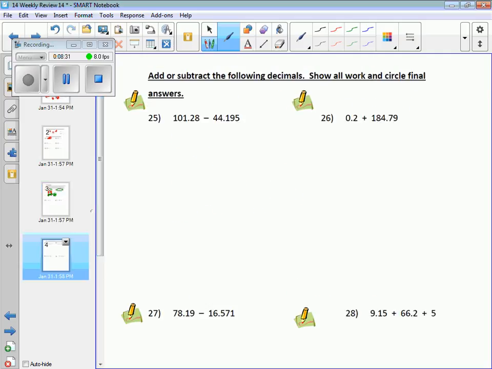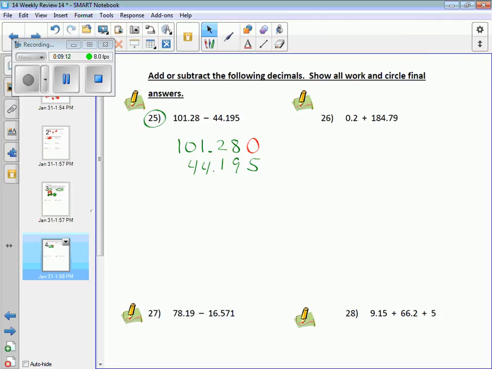And our last page is pretty much still fresh in your brains, I would think. But remember, when you're adding or subtracting decimals, it is important to line up your decimals. Now, I'm not actually going to do it, but I'm going to line up the first 2 for you, just so you have a head start. This first one is subtraction, so order does matter. You'll have to put 101.28 on top and 44.195 on the bottom. And you're definitely going to need to add that annex 0 here, because you're going to need to borrow from that when you do subtraction.